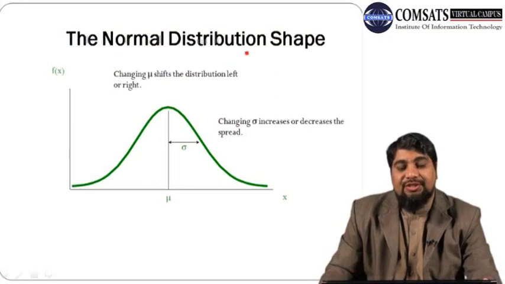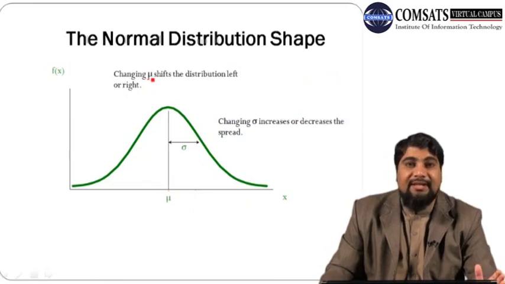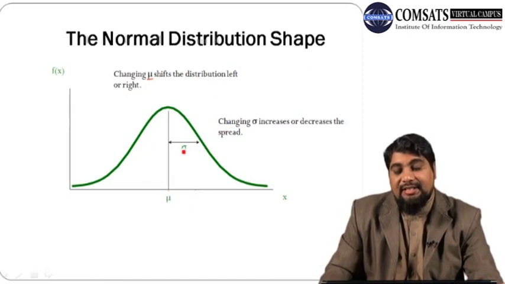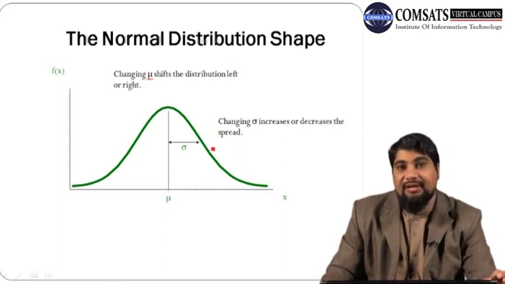So for the normal distribution shape, changing mu shifts the distribution left or right. If mu is changed from its current value to any positive value, then the shape of the distribution shifts rightward. And if mu takes a negative value, it shifts leftward. Similarly, changing the standard deviation or sigma increases or decreases the spread. This is the lesson which we have noted in our Excel demo.